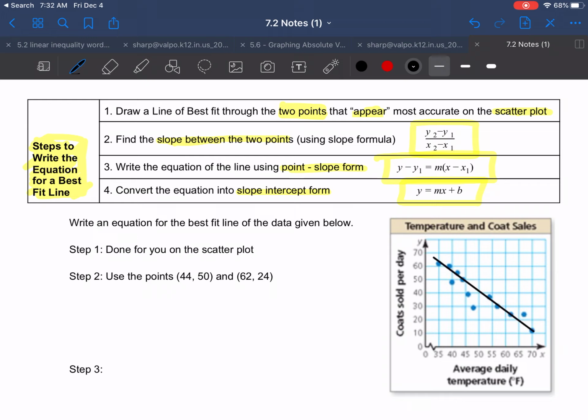Well, I actually just put it on there for you because I figured if I just put it on there for you, we would have a better chance to kind of get through these problems. Step 2, find the slope between 2 points.